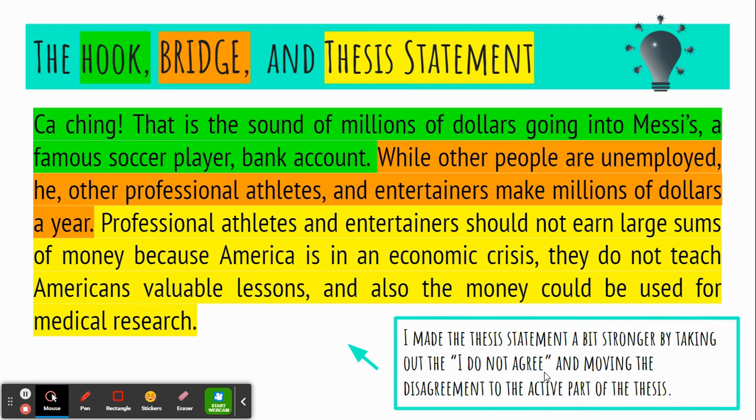is made stronger by taking out the I do not agree. So this is a revised thesis statement, and we put it together with the hook. The new thesis statement reads, professional athletes and entertainers should not earn large sums of money because America is in an economic crisis. They do not teach Americans valuable lessons, and also the money could be used for medical research.